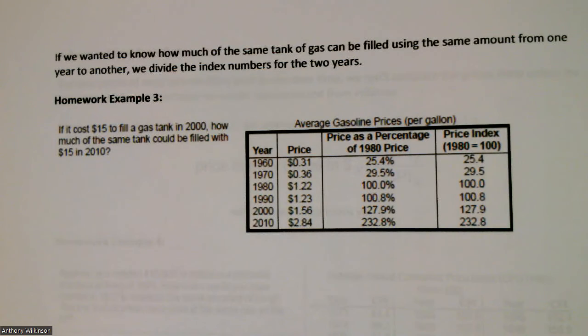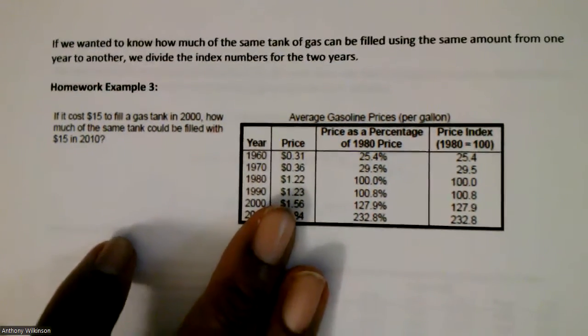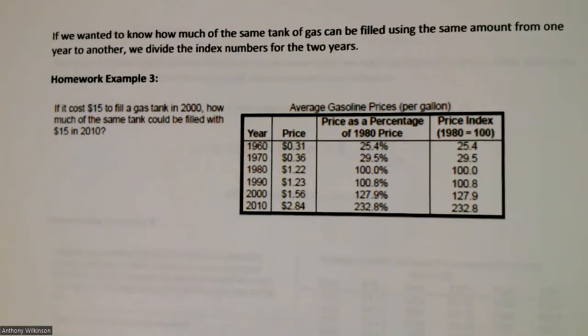All right, on the next page, let's say if we wanted to know how much of the same tank of gas can be filled using the same amount from 1 year to another, we divide the index numbers for the 2 years. So in example 3, if it cost $15 to fill a gas tank in 2000, how much of the same tank could be filled with $15 in 2010?